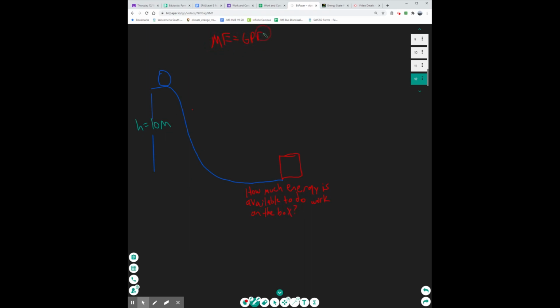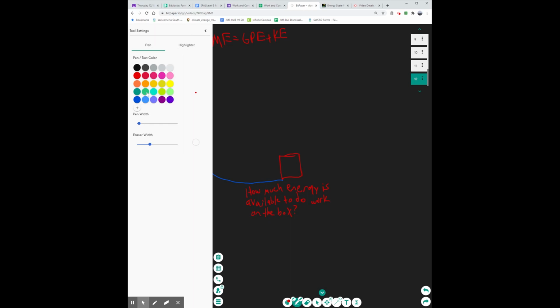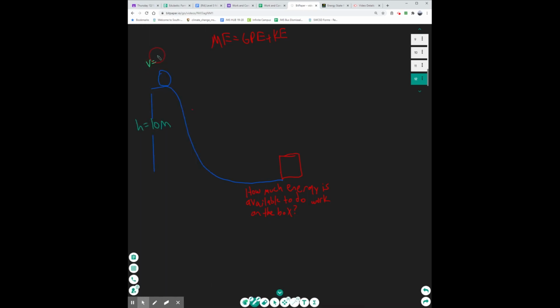equal to our GPE plus our KE. And you guys need to remember, okay, also that we don't have any kinetic energy if the ball is not moving, right? So I'll just write that right here, V equals 0. So that means kinetic energy equals 0. So that means we just need to calculate our GPE.